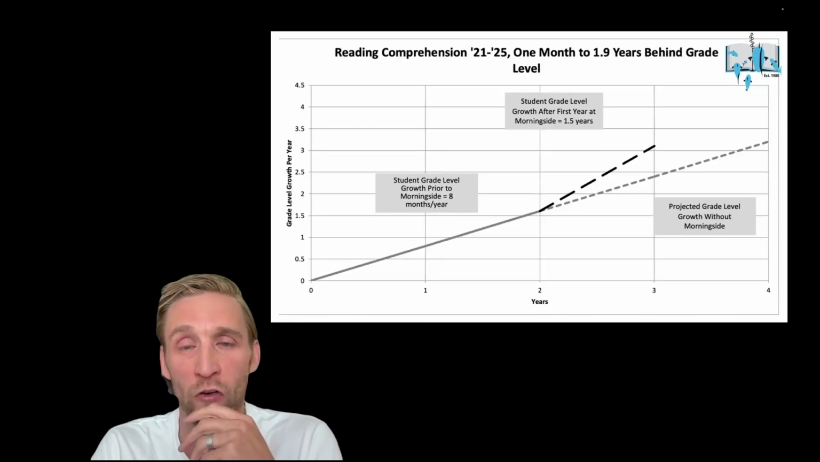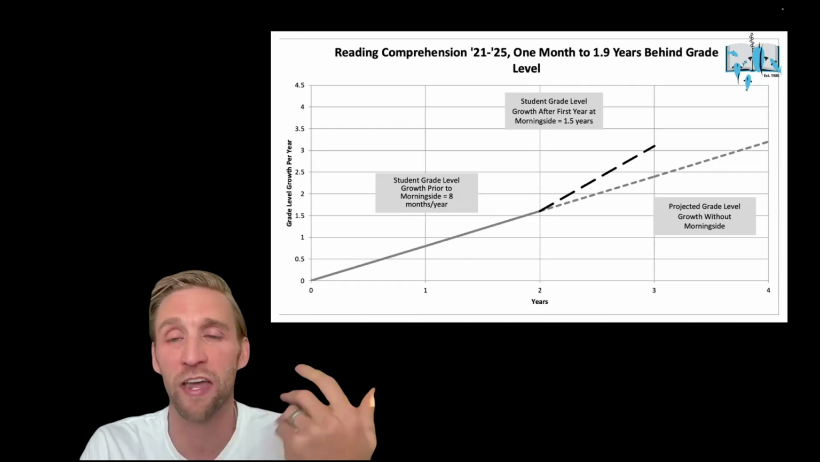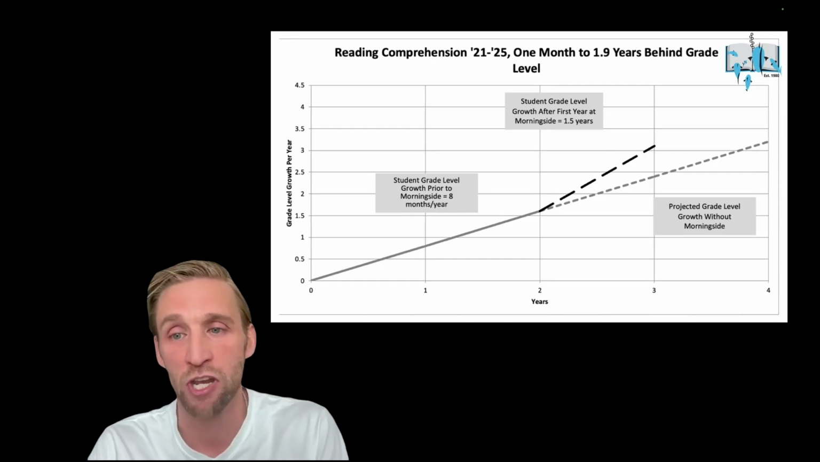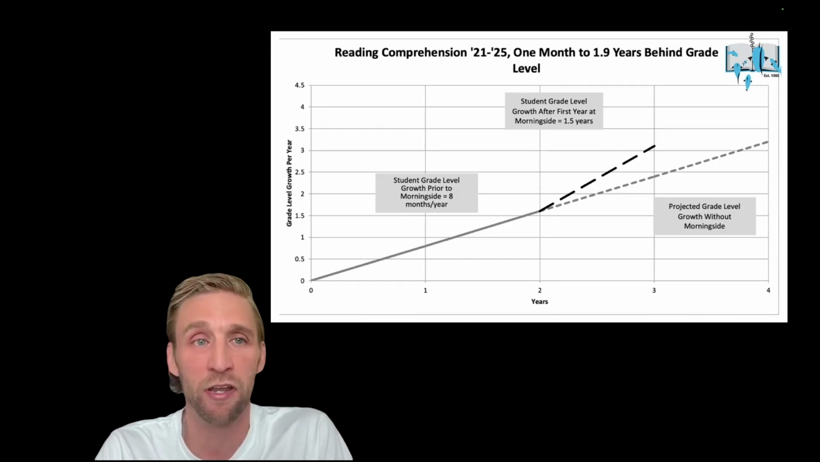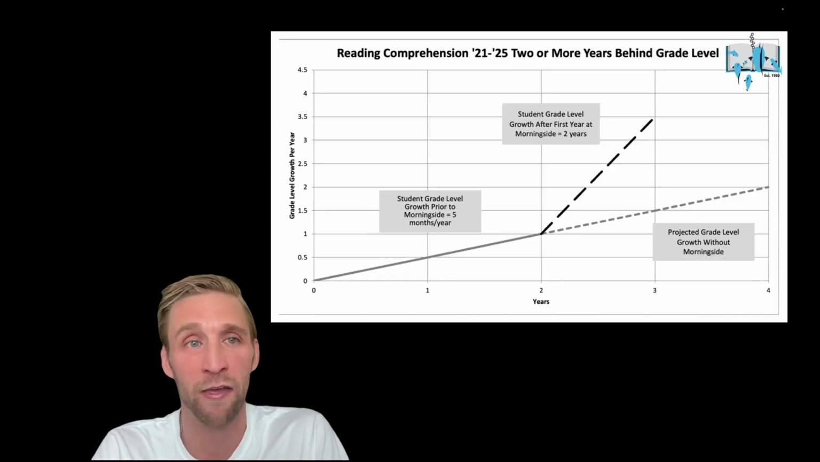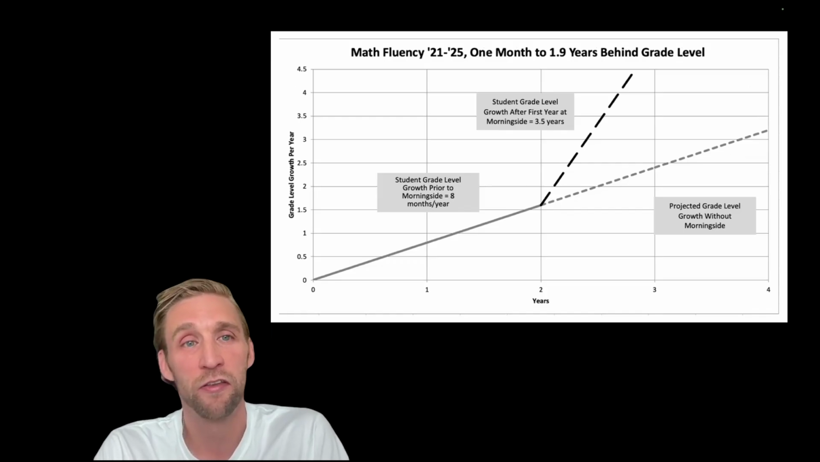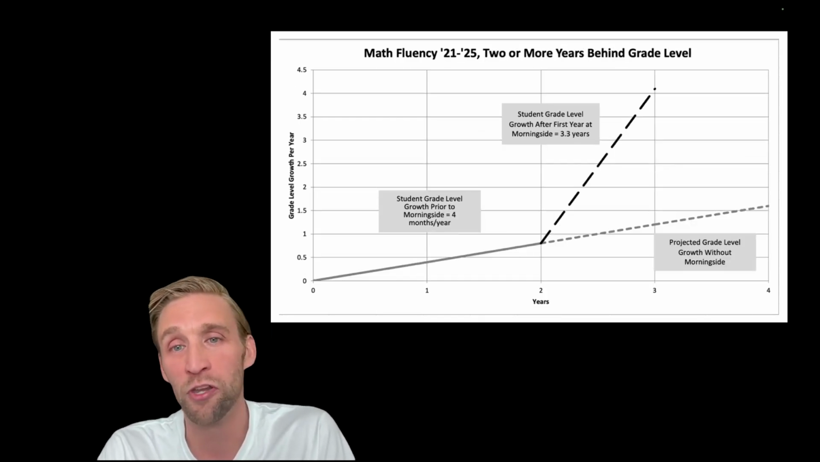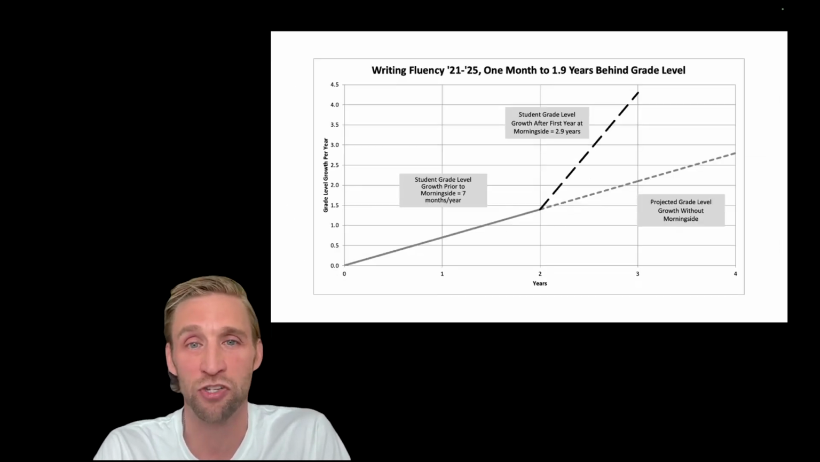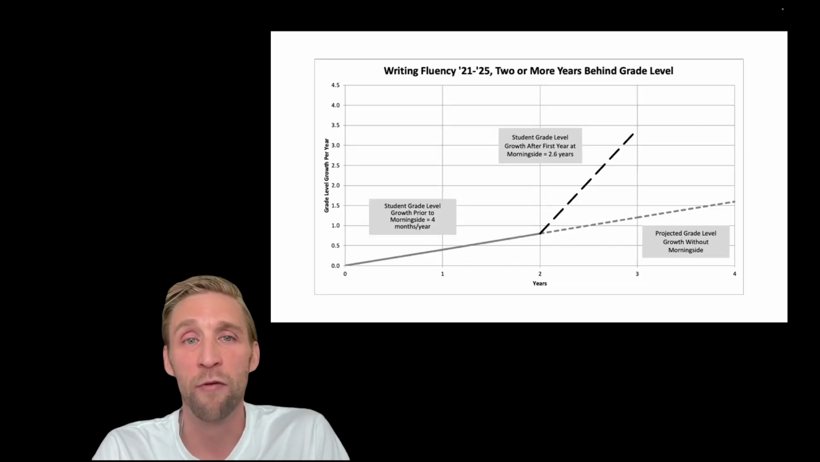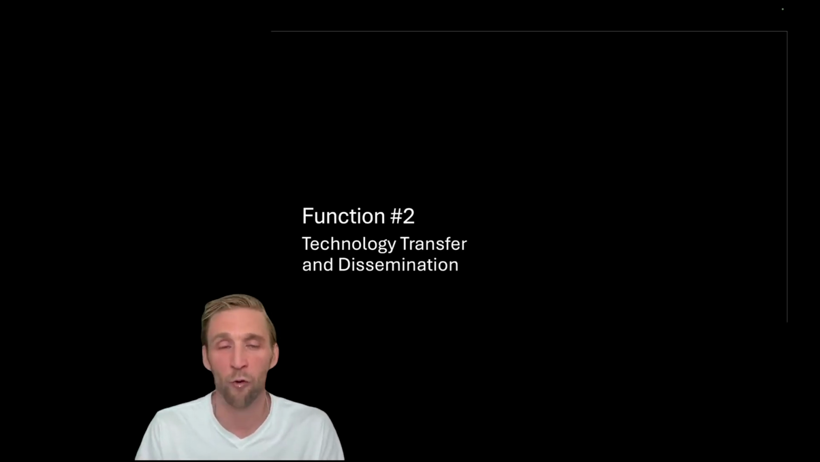I'll page through a few more of them. I'm not going to talk about each one of these, but you'll see similar learning trajectory changes for each assessment. These are reading comprehension students, more reading comp for students who are more than 2 years behind. This is math fluency for kids who are within 2 years. Here's math fluency for those who are 2 or more years behind. And you can see the same picture. Writing fluency. And fluency is a big part of what we do here.